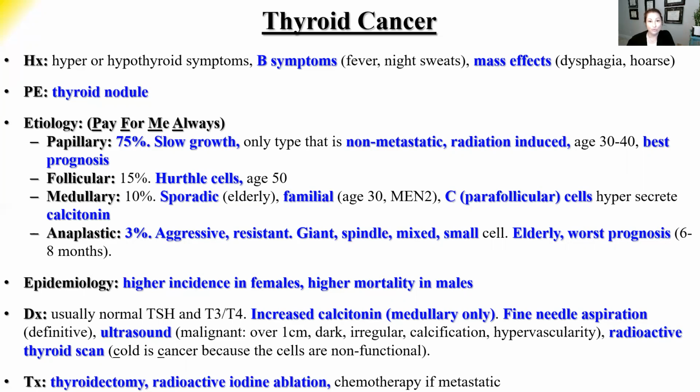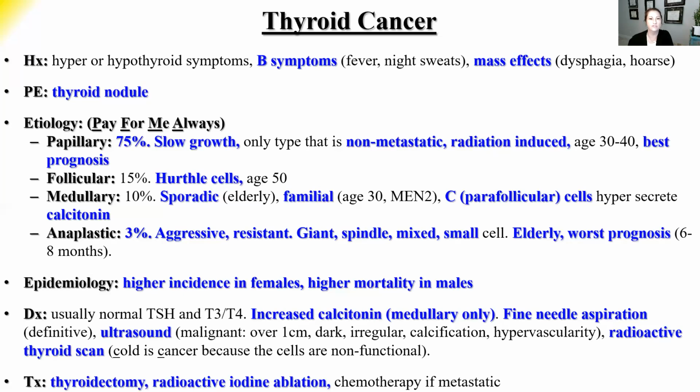Normally, TSH, T3, T4 will be normal. There's not any findings with this. Sometimes it can be elevated, sometimes it's not. Remember that calcitonin will be increased in medullary only. That's a good board question there. What is the first diagnostic criteria for a nodule of the thyroid? Is going to be fine needle aspiration. That's going to be the answer to your question.